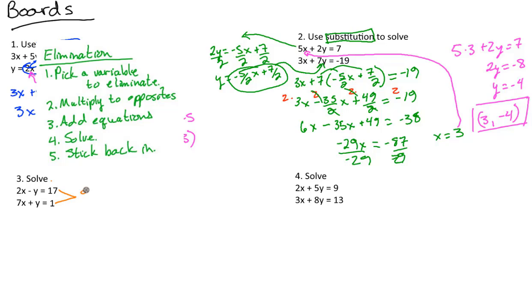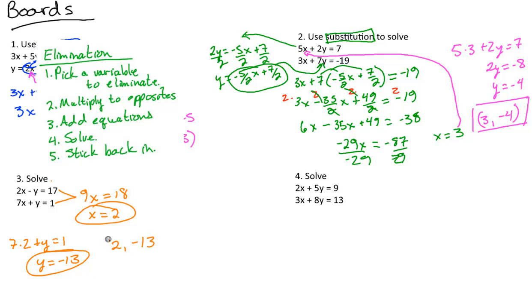2x plus 7x is 9x. 17 and 1, that's 18. So we get 9x equals 18. X equals 2. Oh, good. Now let's stick 2 back up in here. We get 7 times 2 is 14 plus y equals 1. That is, subtract 14 from both sides, and we get y equals a negative 13. So the point is 2, negative 13. And that is the only point that works in both of those equations.